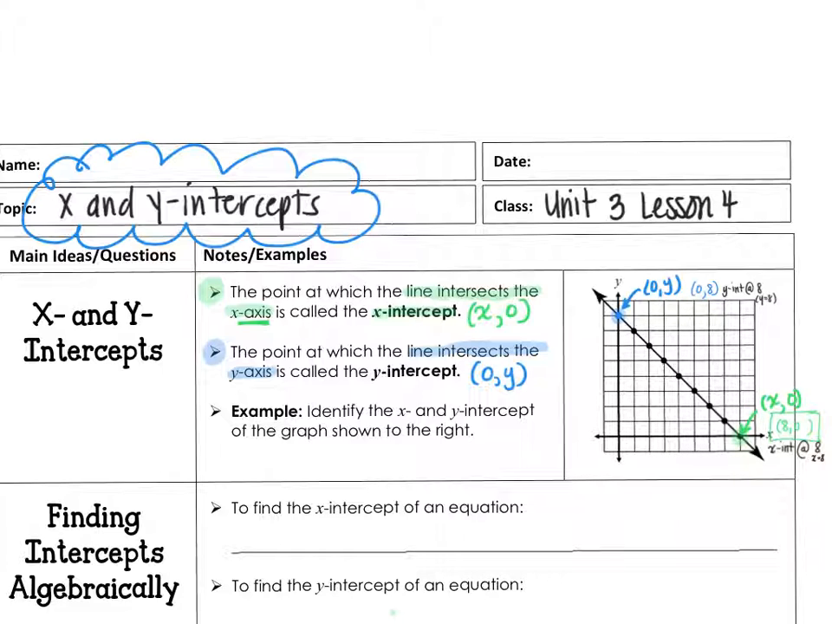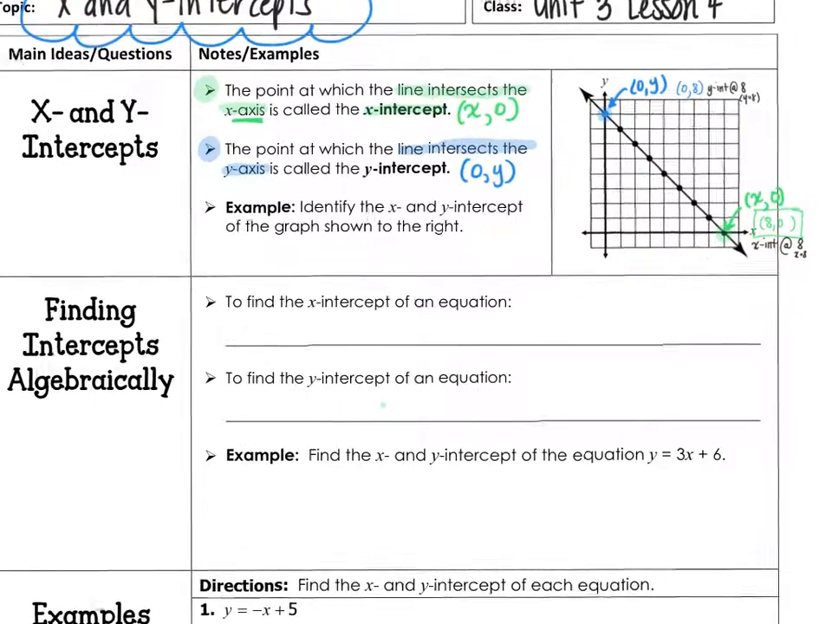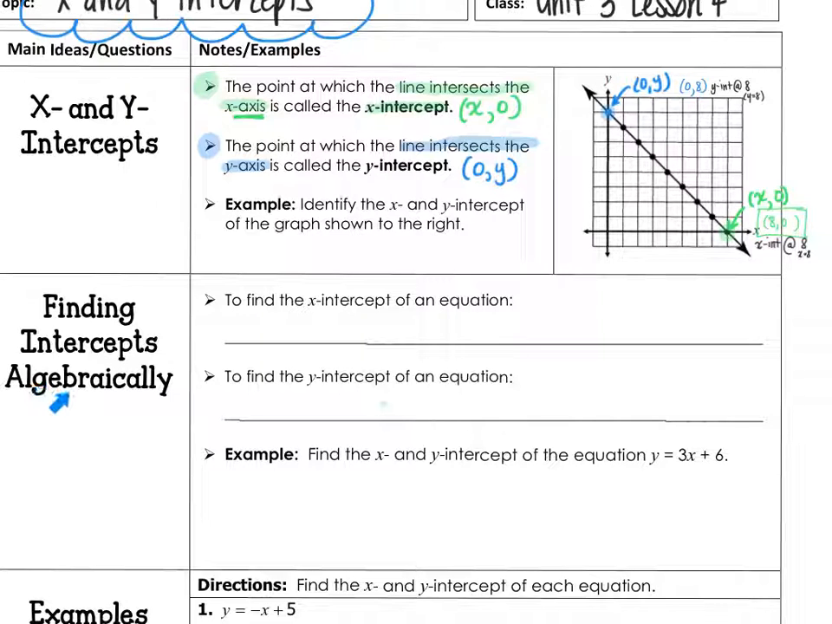So how do you find the x and y-intercept if you're not given the graph? If you're not given a visual picture of the line, how do you find that x and y intercept? We can find the x and y intercepts algebraically. And here's how you do it. So let's talk first about the ordered pair of the x-intercept. Remember that the ordered pair of the x-intercept is always x, 0 because it lives on the x-axis. That point on the line is going to live on the x-axis.